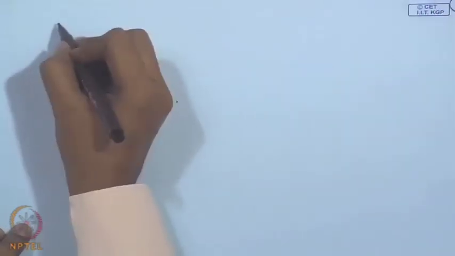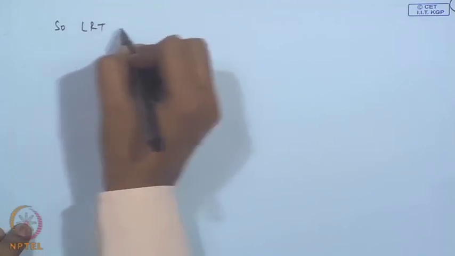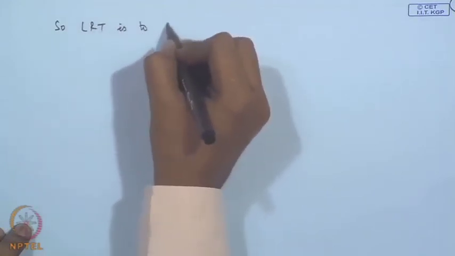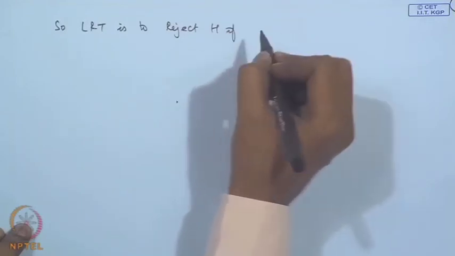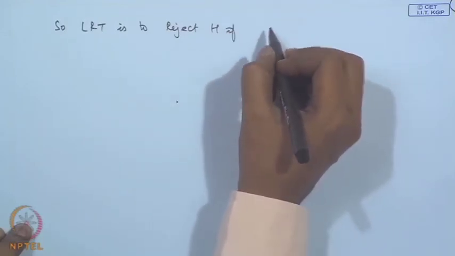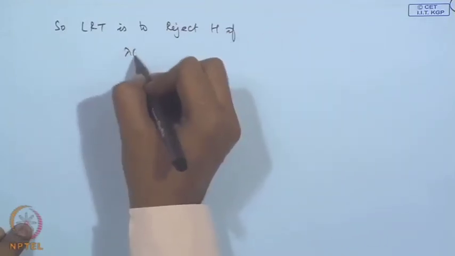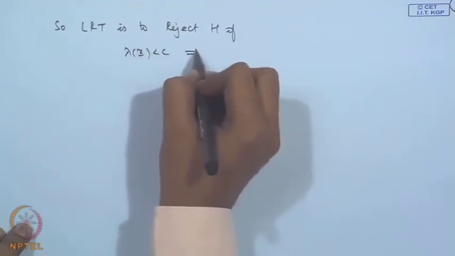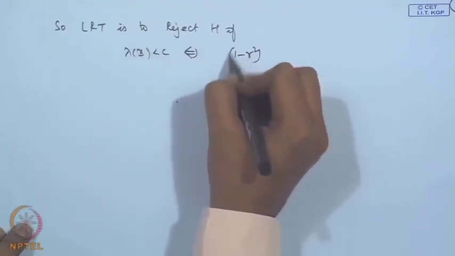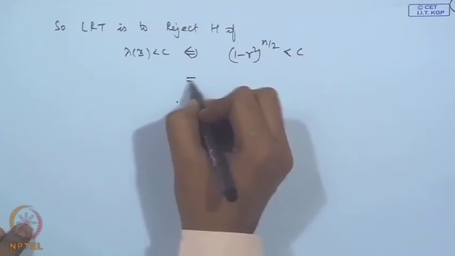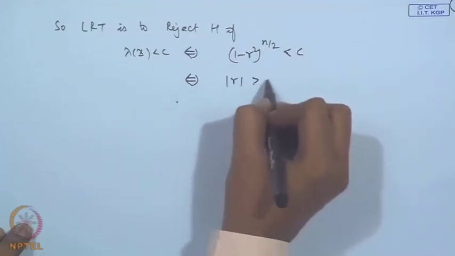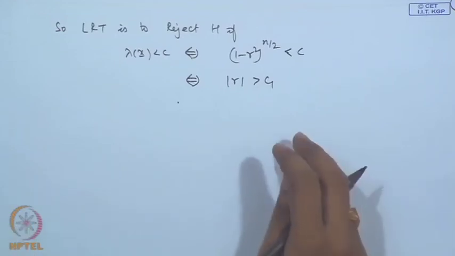So, the test is simply reducing to, so the likelihood ratio test is to reject H if lambda x is less than c, which is equivalent to saying (1 minus r square) to the power n by 2 is less than c, which is also equivalent to saying modulus r is greater than c 1.